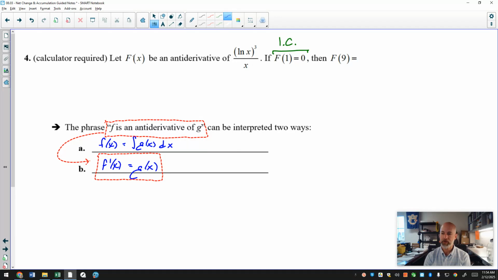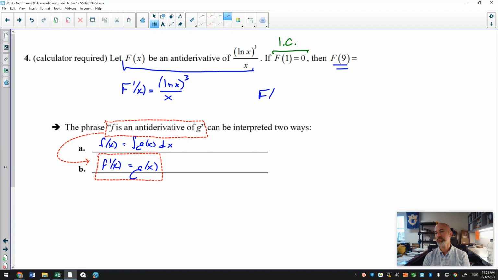When it says capital F is the antiderivative of this, I can take this statement and conclude that the derivative of capital F is the natural log of x cubed over x. And with that, now I have all of the pieces I need. I have the initial condition, I have the rate of change, f prime, and I want to know what f is doing when x equals 9.